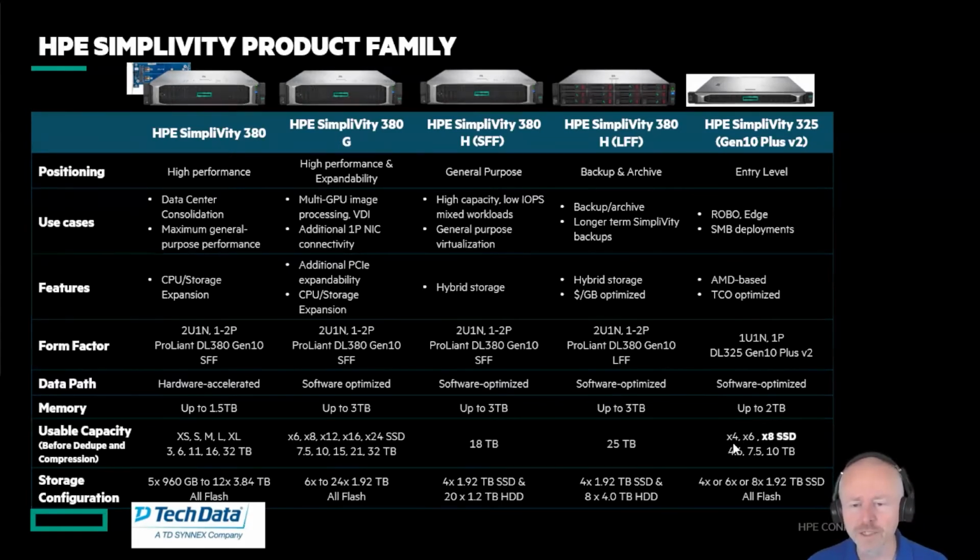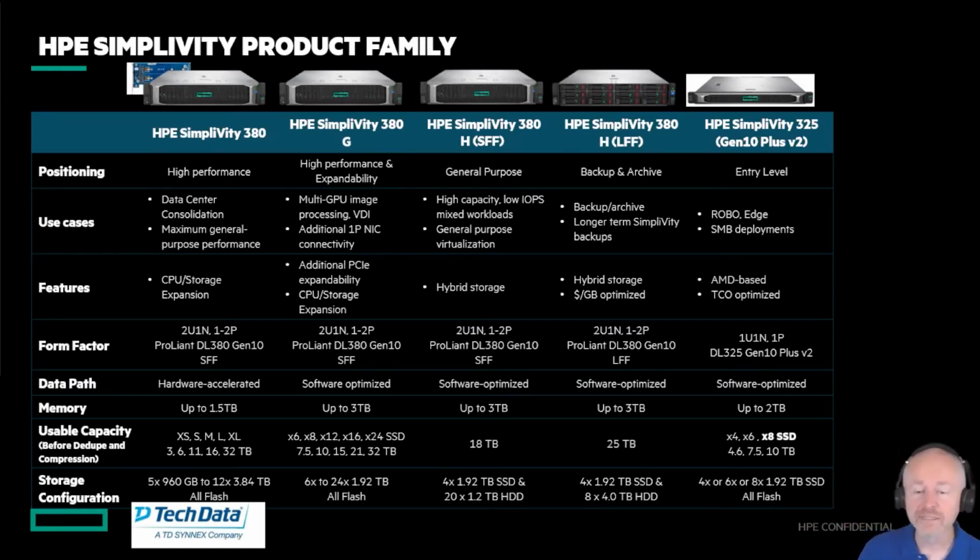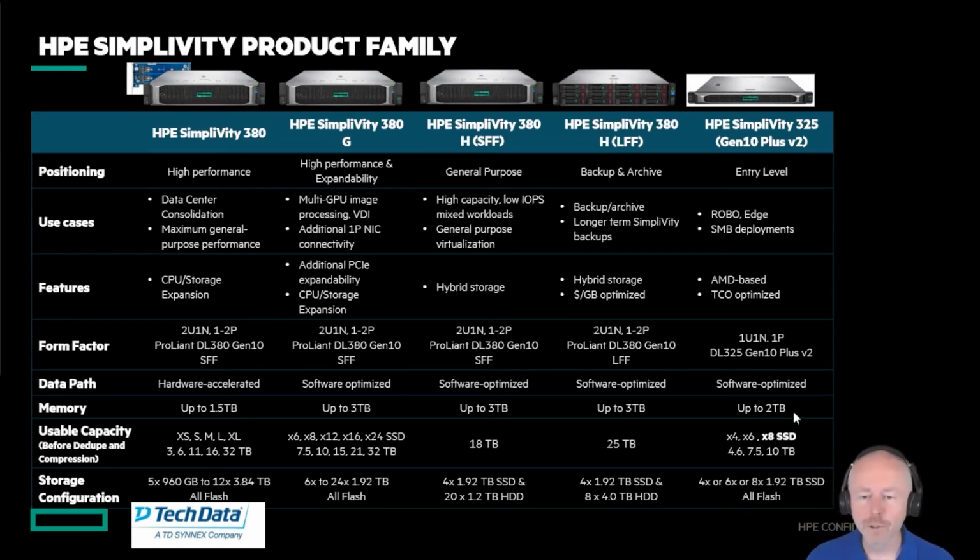Initially, there was only a model with 4 and 6 SSDs, which is 7.5 and 10 terabyte capacity, raw capacity, before dedupe. Well, now know that with the new Plus V2 model, there's also an 8 SSD model. So that's a 15 terabyte raw capacity model that is available. The 4, 6, 7.5 and 10 terabyte nodes are available as well in entry level. We sell them a lot for smaller environments, because with 2 of these nodes, you will have around 16 terabyte on your cluster, which is not bad at all.